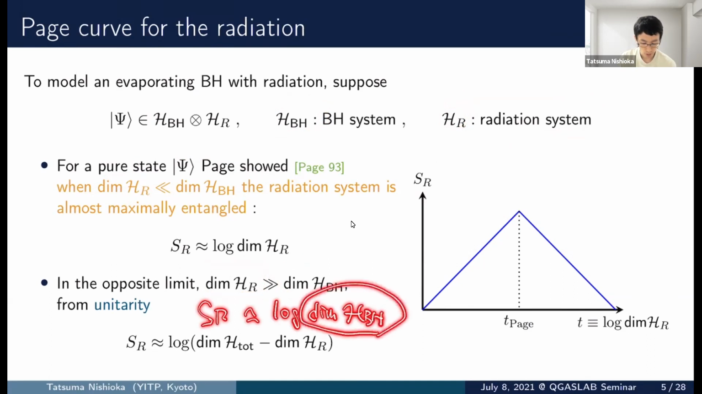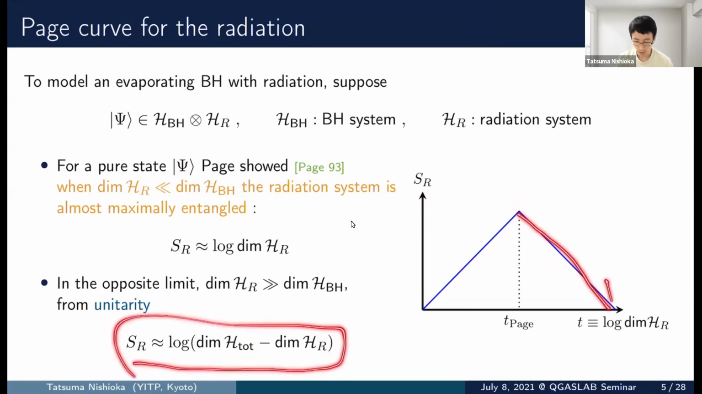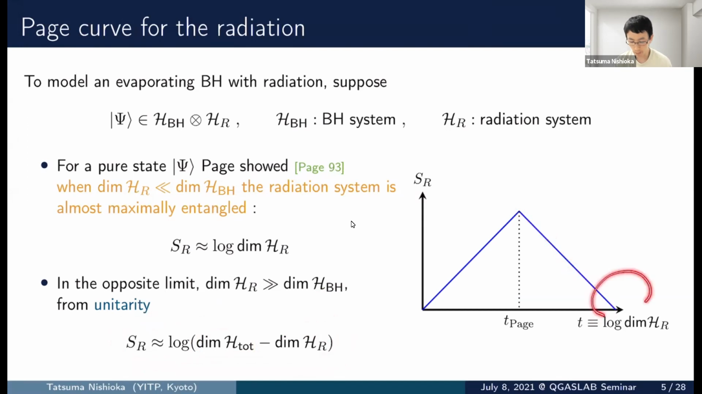But this dimension can be replaced by the dimension of the total Hilbert space minus the dimension of the radiation system. And of course, we are fixing the dimension of the total system. So this means that the entropy is decreasing at some point. Okay, so this part corresponds to the decrease of the entropy at late time.